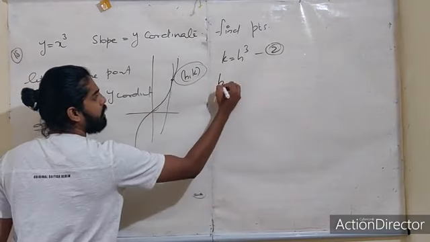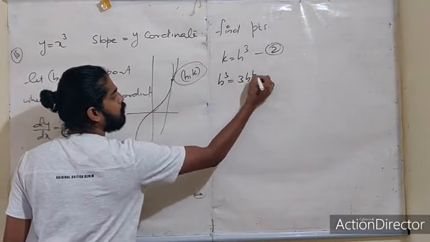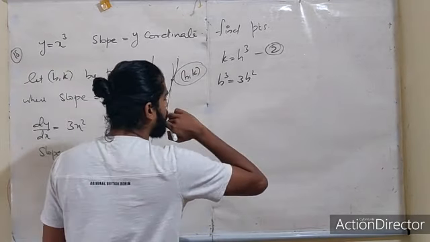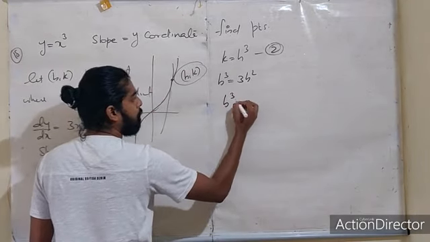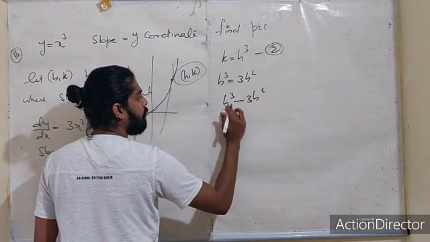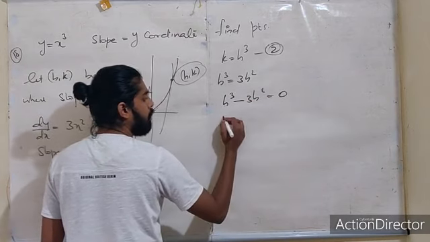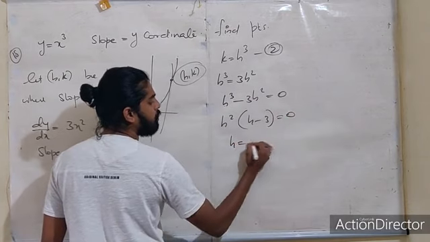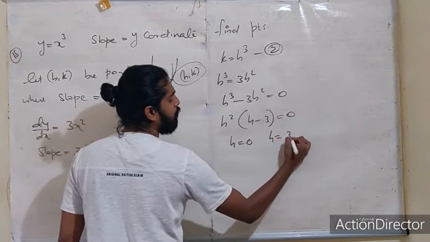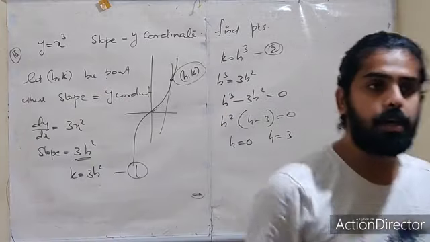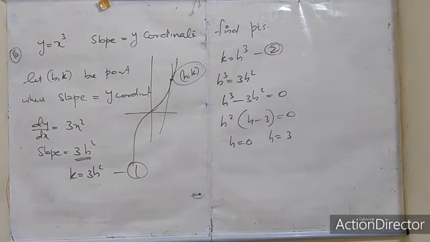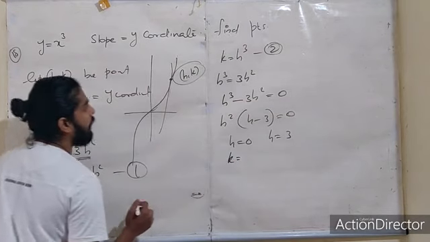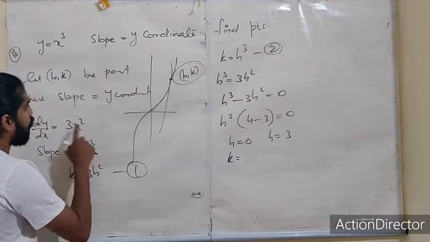Equating these two equations, h cube is equal to 3h square. Let us factorize this to find the value of h. So h cube minus 3h square is equal to 0. Taking h square in common, h square into h minus 3 equal to 0. Either h is equal to 0 or h is equal to 3. We have just found the x coordinate, 0 or 3. Let's find the y coordinate, which is k. K is equal to h cube.